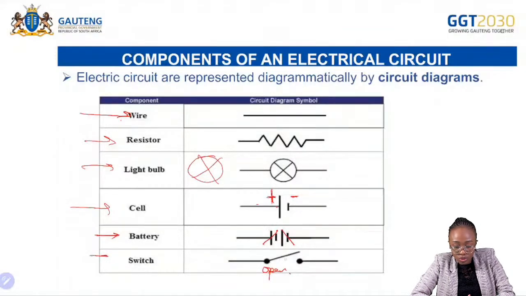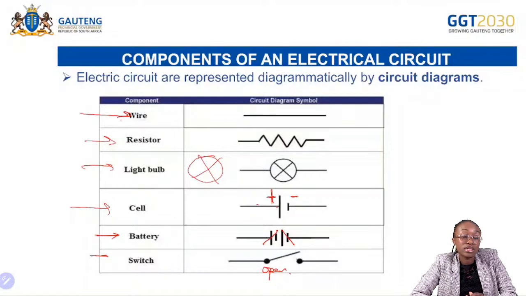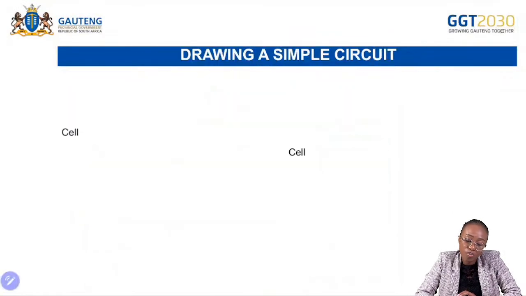For the switch, we have a gap. You must show the gap, so you draw your two dots here to show where the conducting wires end, and then you draw a diagonal line so that you show the gap, that it is an open switch. If it is a closed switch, there's going to be a line joining these two dots together. So these are the symbols for our components.